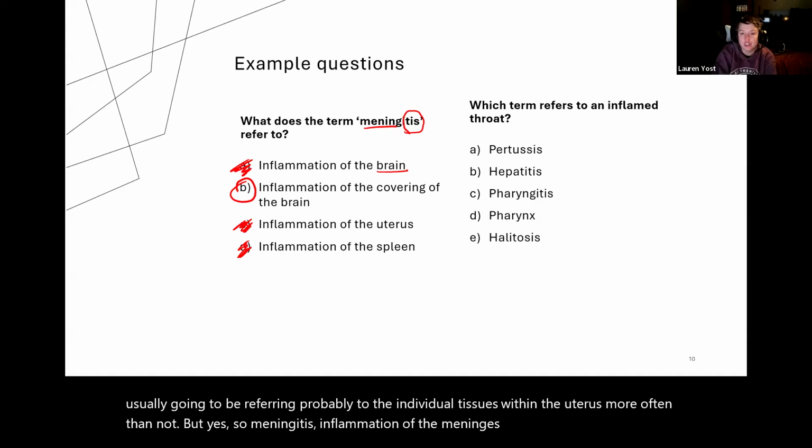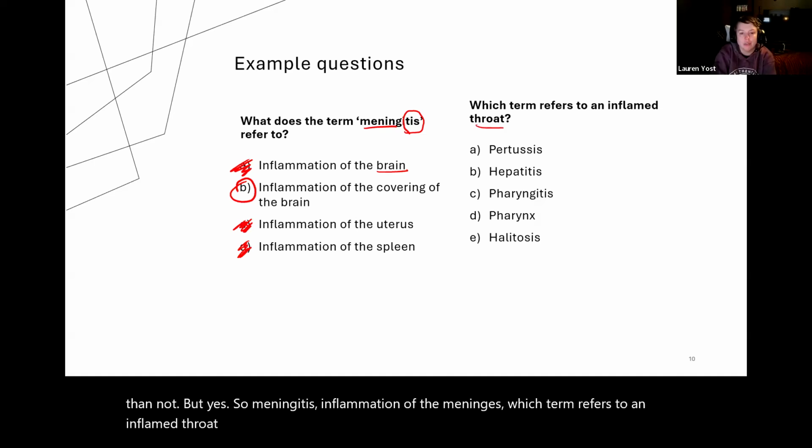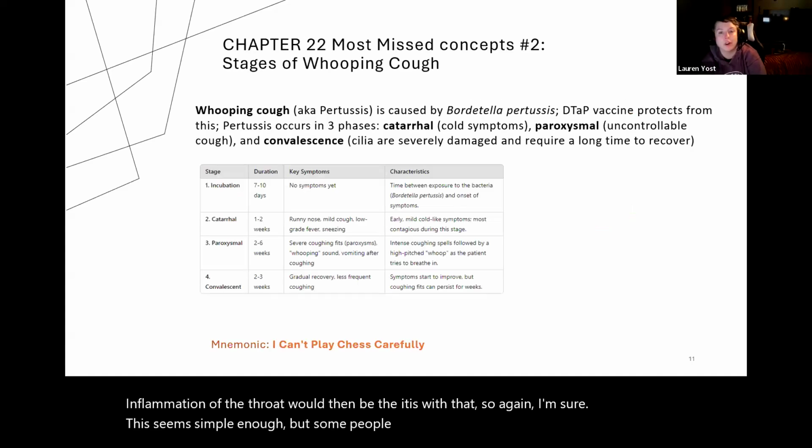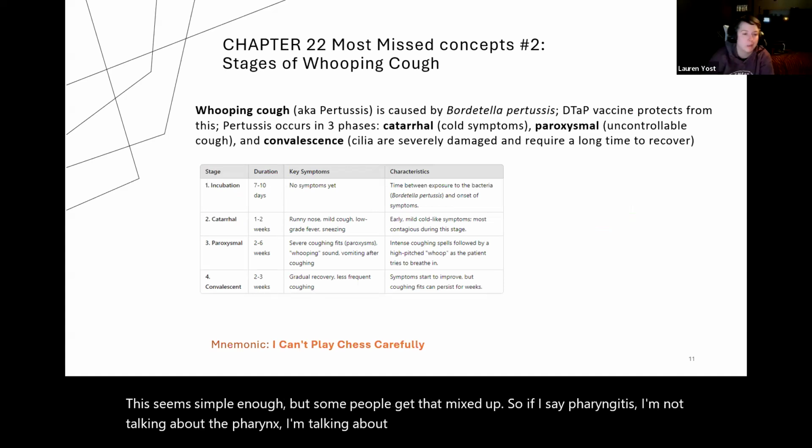Which term refers to an inflamed throat? So your throat is your pharynx. So this is your throat. Inflammation of the throat would then be the itis with that. So pharyngitis. I'm sure this seems simple enough, but some people get that mixed up. So if I say pharyngitis, I'm not talking about the pharynx, I'm talking about the inflammation of the pharynx, right?